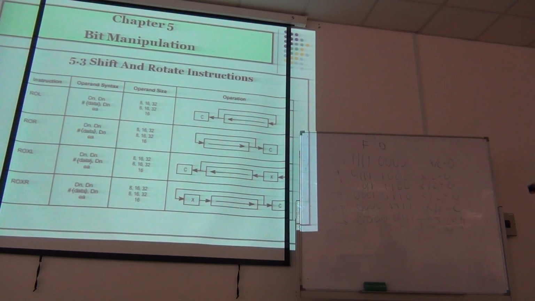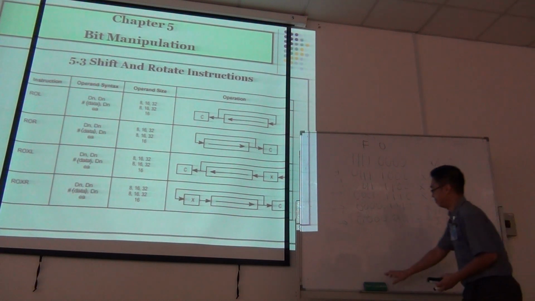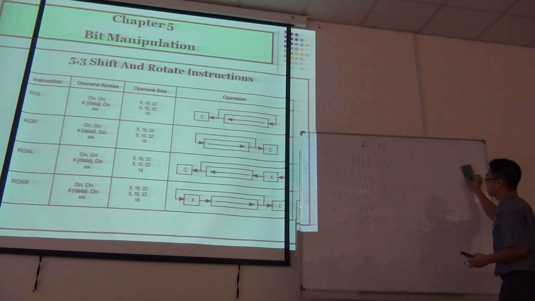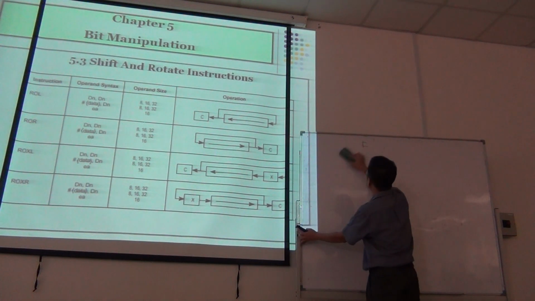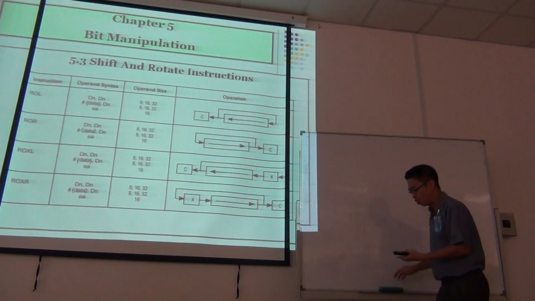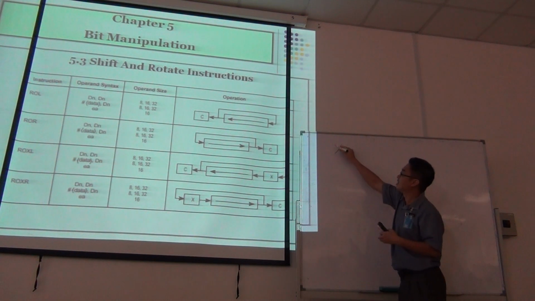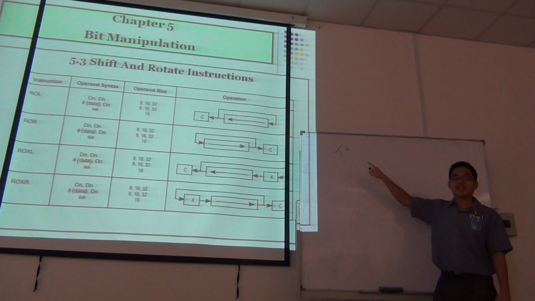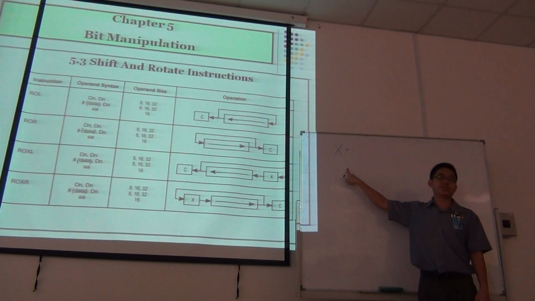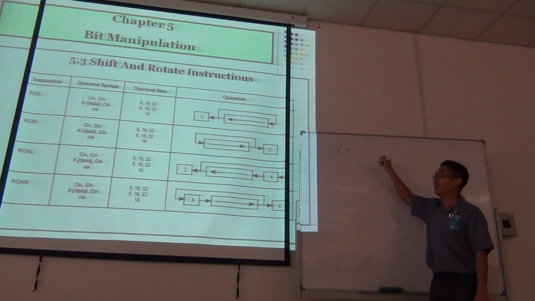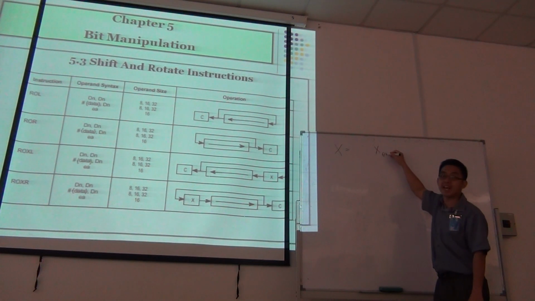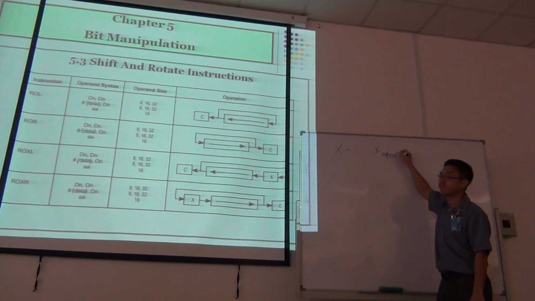Now the last two. The last two are different. The last two are rotate through X. What does it mean, through X? X is what? Rotate through X. This is a bit tricky. So what is X? X is from the last lecture, which is from the status register. X is extend. Remember that? Extend flag.